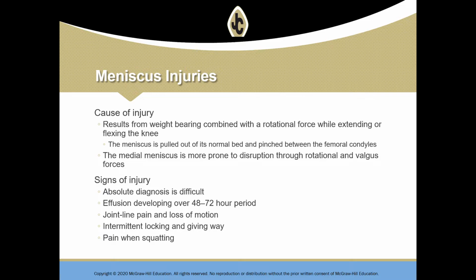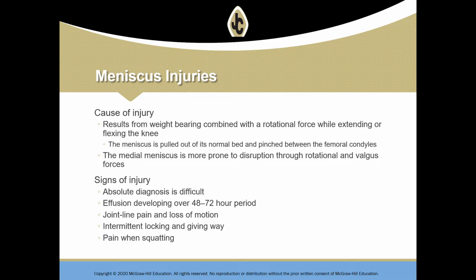Signs of injury, absolute diagnosis is very difficult. It's very hard to do special tests to figure out if this injury has occurred. So a lot of times it's going to be a lot of guesstimating, usually leading to MRIs before we really see for sure what's going on. May also end up having to do a diagnostic arthroscopy where you actually go in the joint to see if it's actually torn.